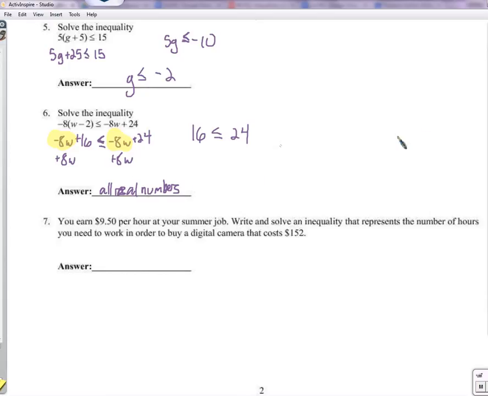Now, alternate reality here, use my thought bubble to imagine what if this happened. What if 16 came out to be greater than or equal to 24? Well, that's not true. And it never will be true. There's no way for that to be true, right? We're imagining that this inequality sign was the other way. This will never be true. And so in this case, we would have to say there's no solution. There's no way to come up with a W that would ever work in this inequality, right? So if it comes out to be true, all real numbers. If it comes out not to be true, no solutions.